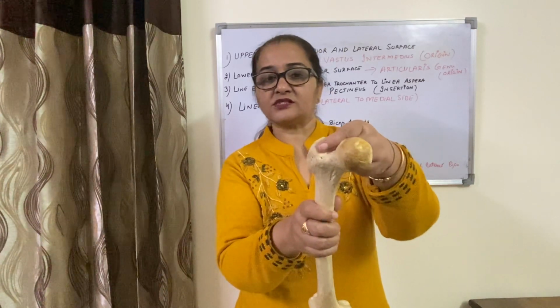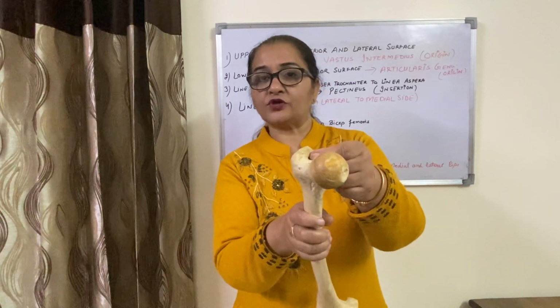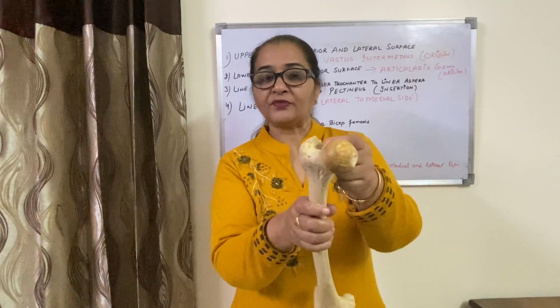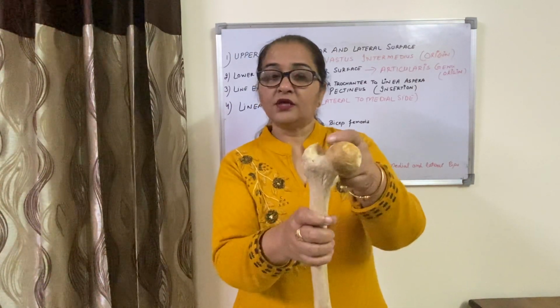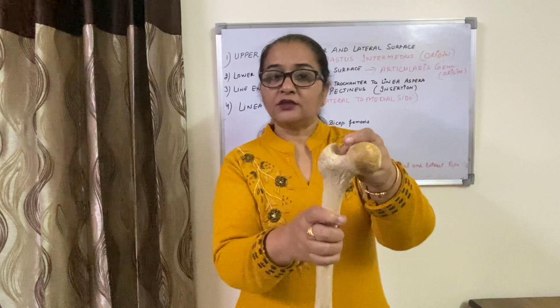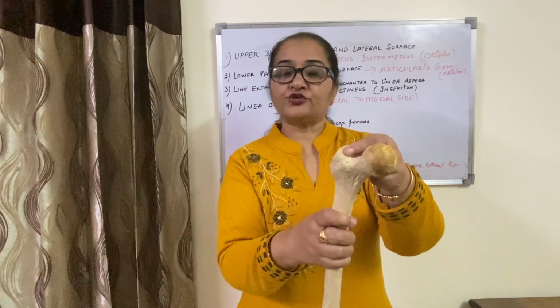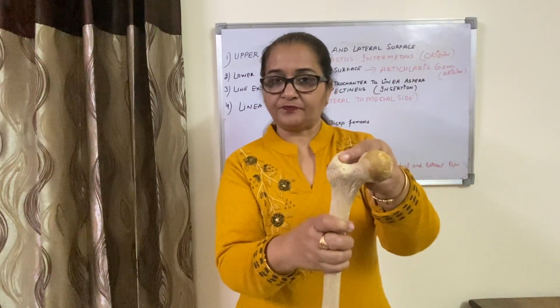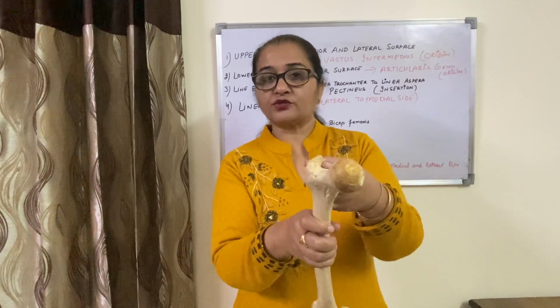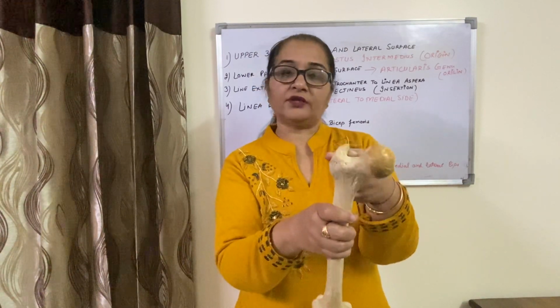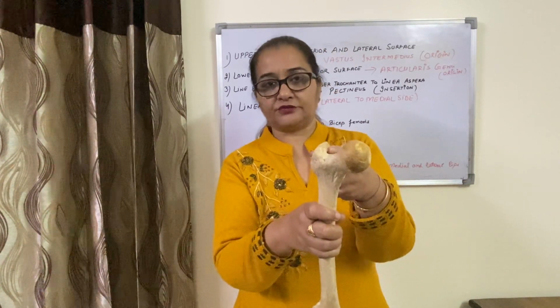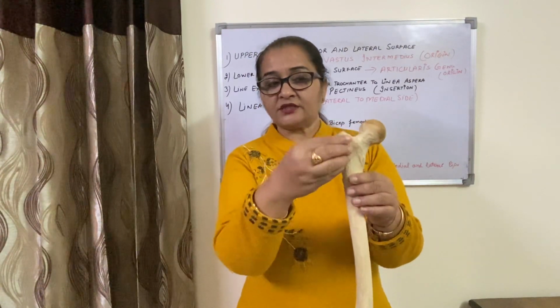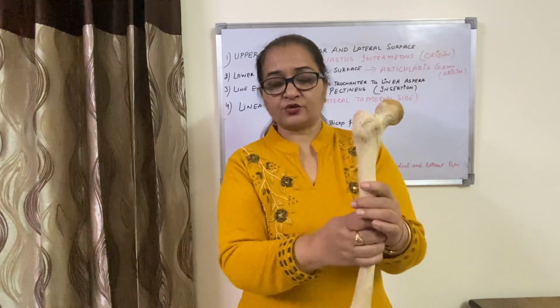You can see this is the rough portion and there is one fossa over here, a depression. This is known as the trochanteric fossa. To the rough impression, the obturator internus with two gemelli is attached. This is one thing. And to the trochanteric fossa, the obturator externus is attached. So these are the attachments of the greater trochanter.